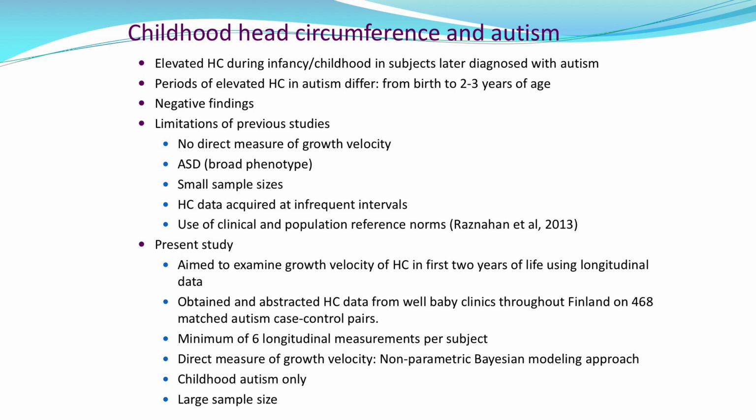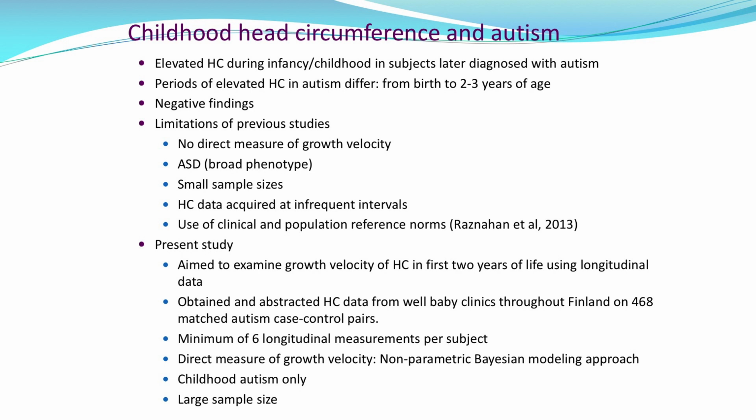So in our study, we aim to examine the relationship of growth velocity of head circumference in the first 2 years of life using longitudinal data. And we use those data that I told you about earlier that we abstracted from the Well Baby clinics. And we had 468 matched autism case control pairs, a minimum of 6 longitudinal measurements per subject. And these are all, again, in the first years of life. So it's a little more densely spaced than in other studies.